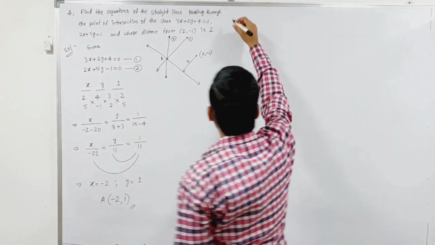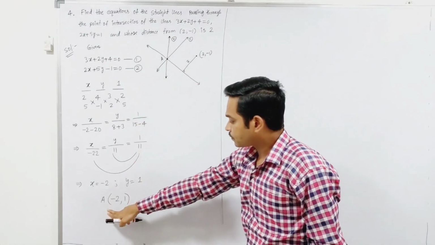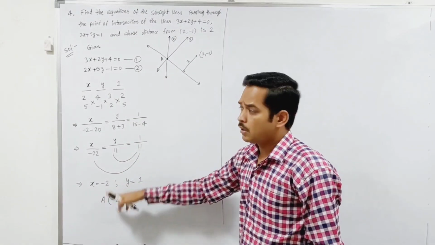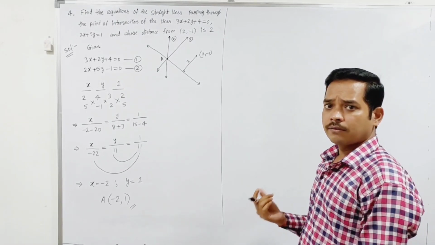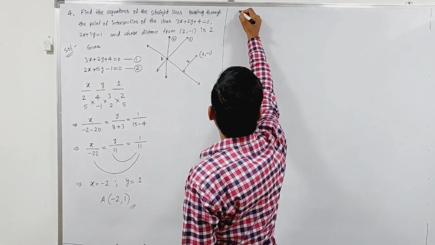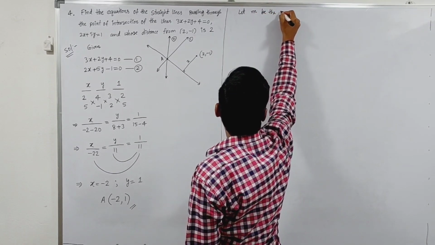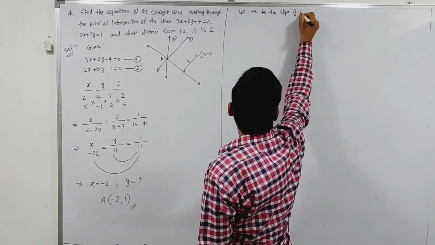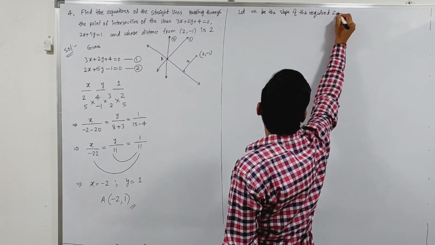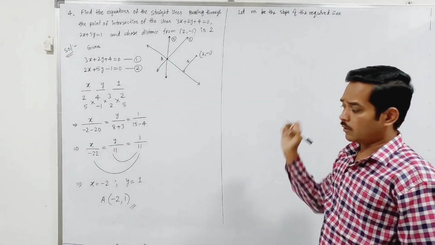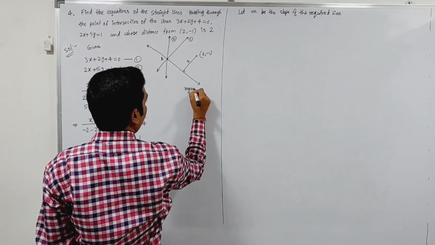Now after finding the point of intersection, the required line is passing through one point. The required line is passing through point A. But we don't know the slope of the line. If we know the slope of the required line, we can find the equation of the required line. That's why let M be the slope of the required line. Here M is the slope of the required line. This is the required line.